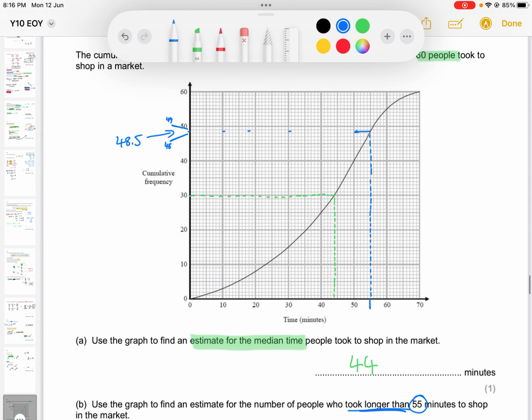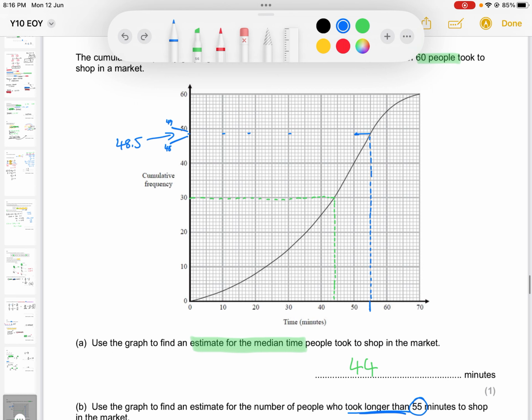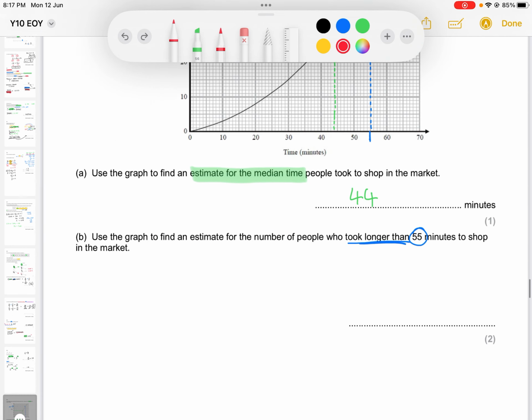Should be 48.5. However, this asks us for the number of people that took longer than that. So we're not looking for the number 48.5, we're looking for the number between 60 and 48.5. So we're going to take those away. Now some of you might be thinking, well, you can't have a decimal number of people. It is an estimate, and really if you wrote down 11 or 12, you're going to get the answer here. So whether you put 11, 11.5, or 12, you're going to be good to go.